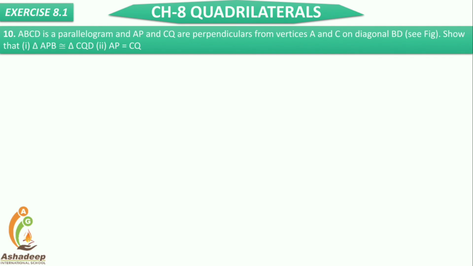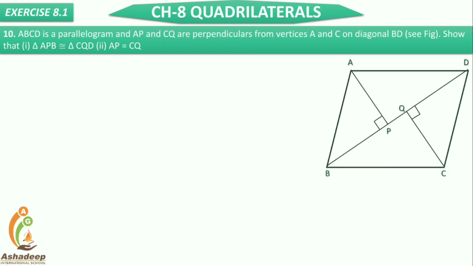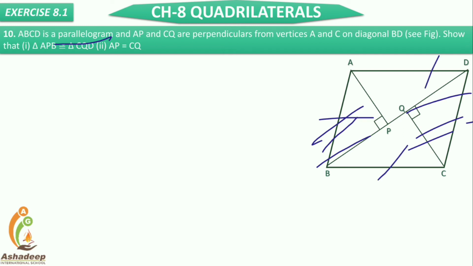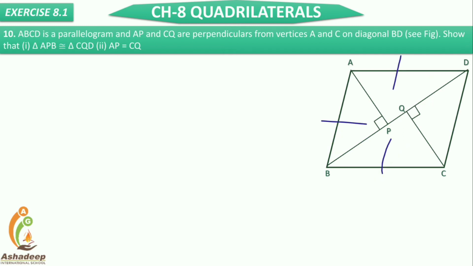ABCD is a parallelogram in which AP and CQ are perpendiculars from the vertices A and C on the diagonal BD as shown in the figure. Show that, right? So let's see. Here we need to prove that APB and CQD are congruent. So these two triangles we need to prove congruent. First of all, it is given a parallelogram, so opposite sides are equal. First thing, opposite sides are equal.